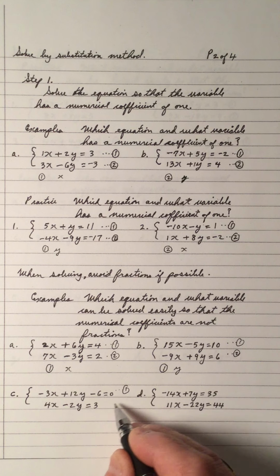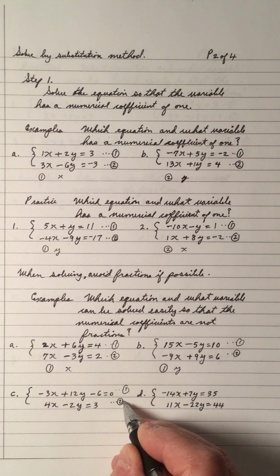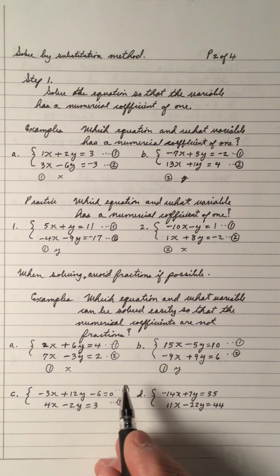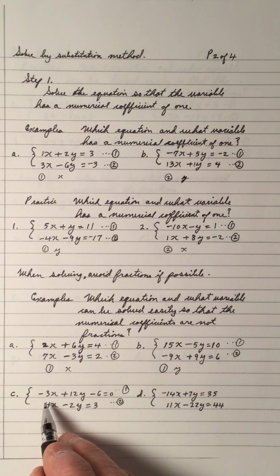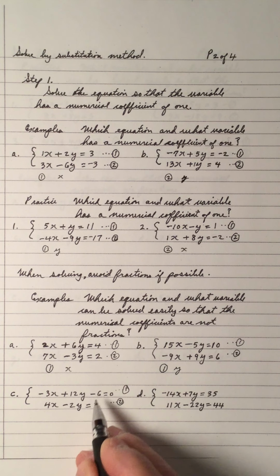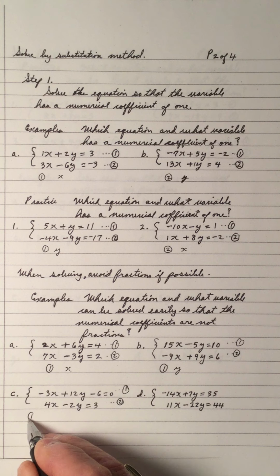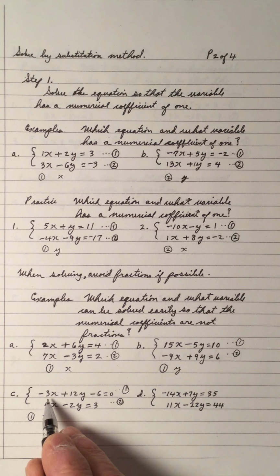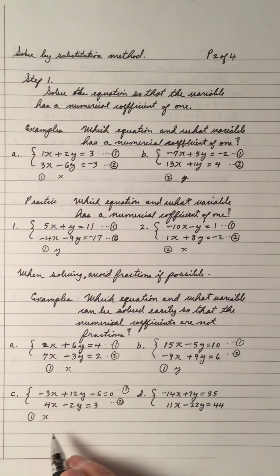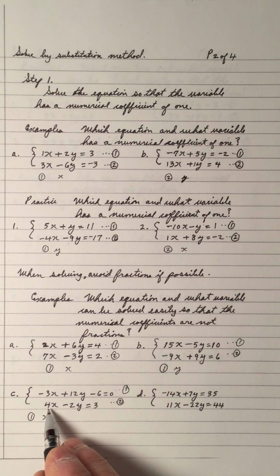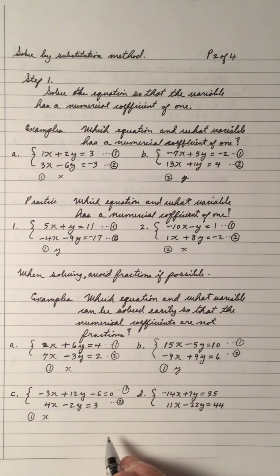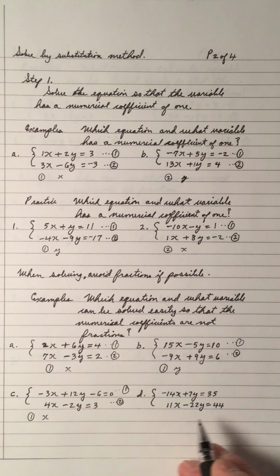C, which equation? This is number 1. It takes a while just to get used to writing down 1 and 2. It just helps to identify. And this one, what number? Well, the smallest number is 3. Will 3 go into 12? Yes. And the 6? Yes. So I have number 1 and x. If I solve this equation for x, you will not get a fraction. And if you solve this equation for x, 4 won't go into 2. 2 will go into 4, but 2 won't go into 3. So 2 will give you a fraction.